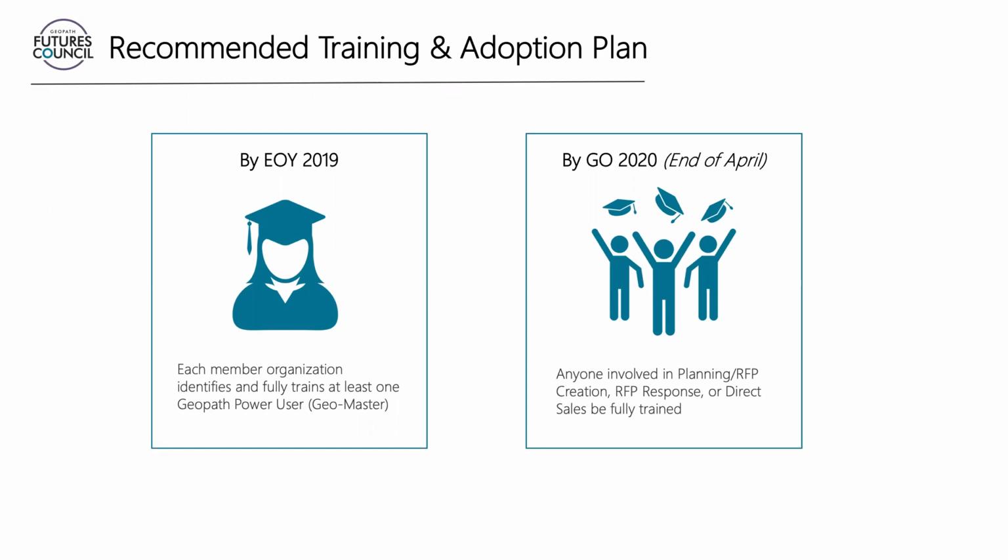But again, we just want to put out some guidelines that we thought were achievable for the industry, and so that's what we're recommending. By the end of the year, try to find or assign at least one person as that lead power user, and then look to the conference, which is a little bit earlier this year. It's the end of April, for trying to have the majority of your team, if not all, the team that needs to be trained.